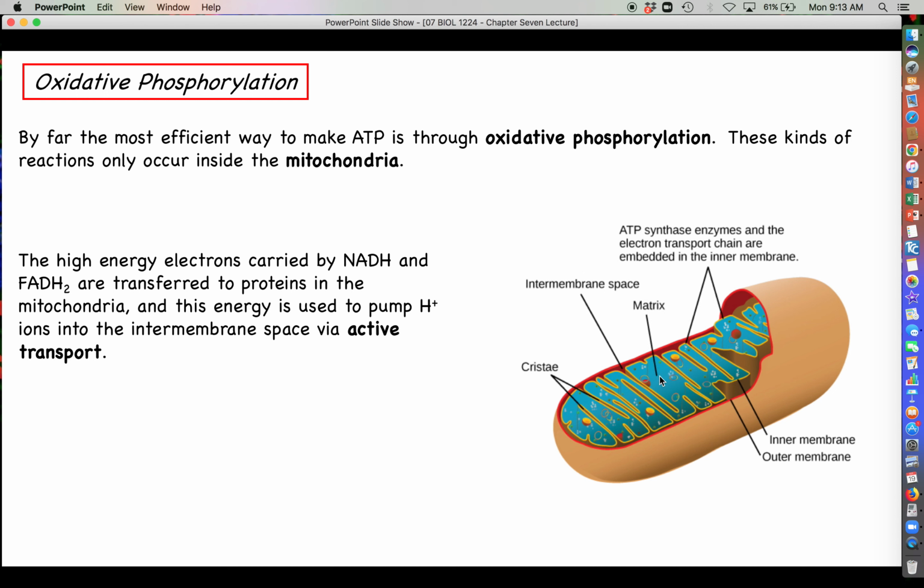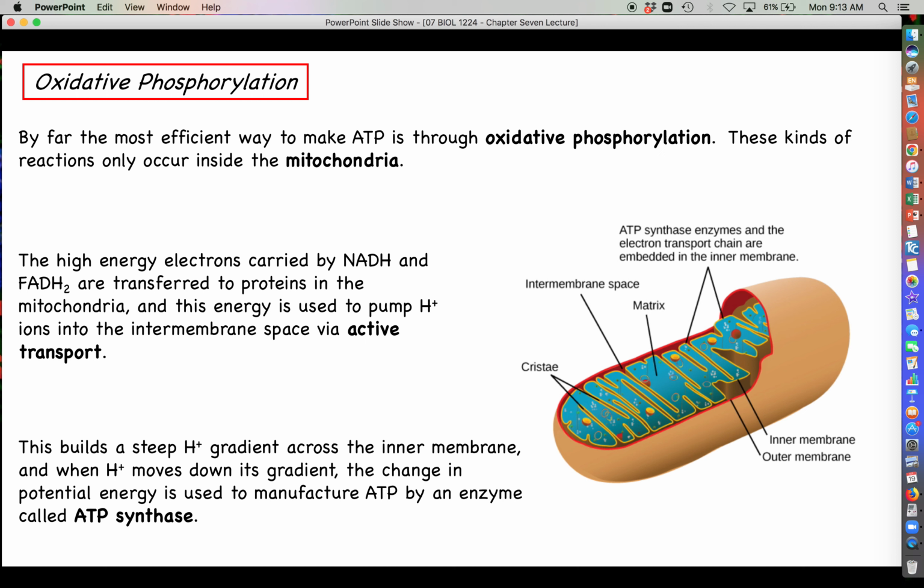That's what you see, the inner portion on the inside of the inner membrane here. And we're going to pump that into the space between the outer membrane and the inner membrane, what we call the intermembrane space. By doing that, we create a huge concentration gradient of hydrogen ions, and there's going to be an enzyme that we use later on called ATP synthase, which is going to utilize the release of potential energy that comes from hydrogen moving back across the membrane in order to manufacture ATP.